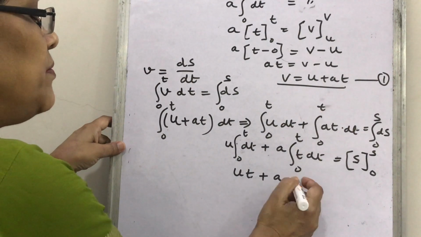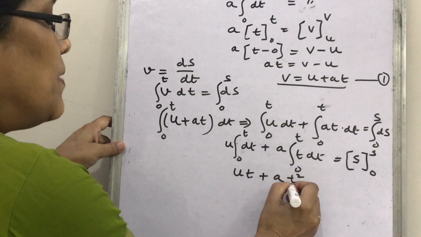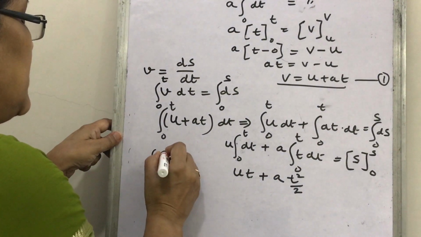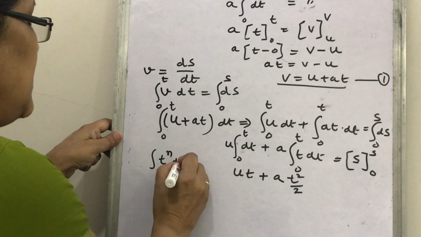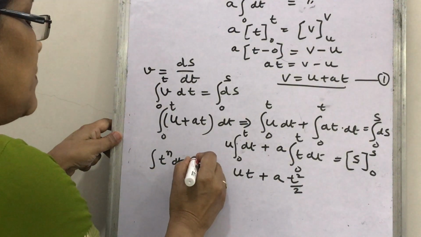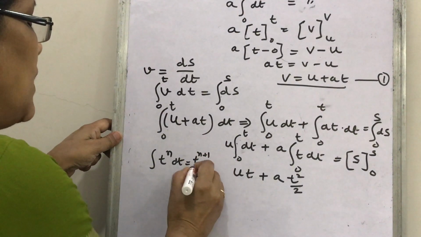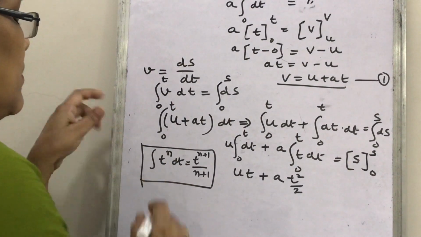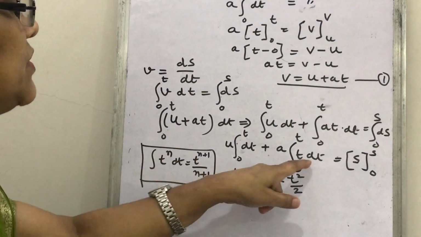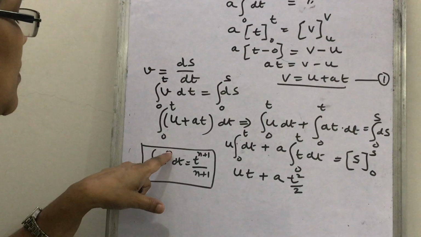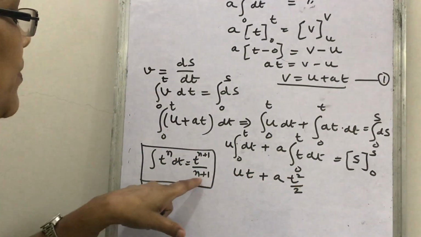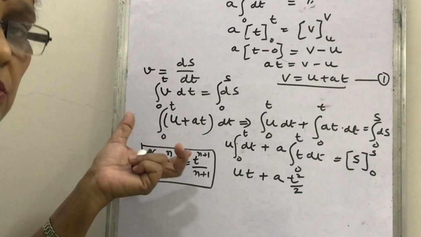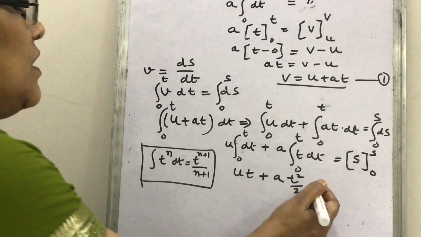That t dt will be t square upon 2, because the rule of integration is t to the power n dt will be t to the power n plus 1 upon n plus 1. This is the formula used here. Look here, t to the power n. What is the power here? 1. So 1 plus 1 will become 2 upon 1 plus 1. So this is 2. In the mathematical tools you have learned this relation.